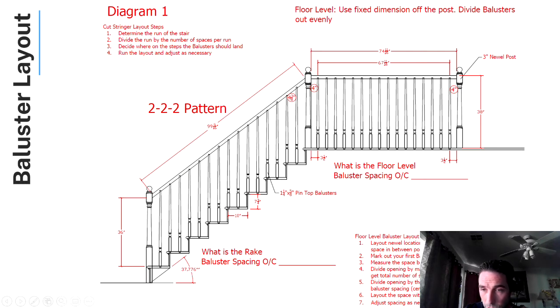So you lay out your newel locations once you're in the house. If you've got long runs, make sure you have identical spaces in between your newel posts, otherwise it's not going to look right. Mark out your first baluster off each newel. That's this 3.5 inches, 3.5 inches. Measure the space between those two balusters. We've already done that. It's 67 and 11/16.